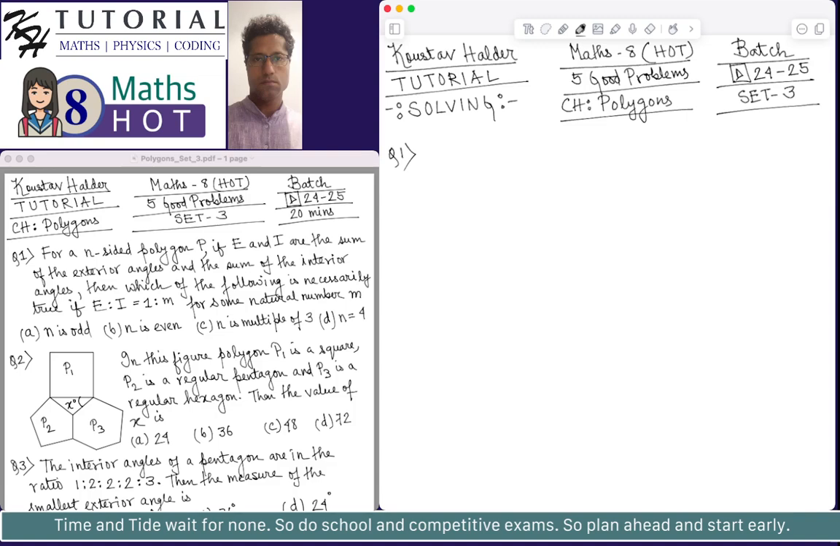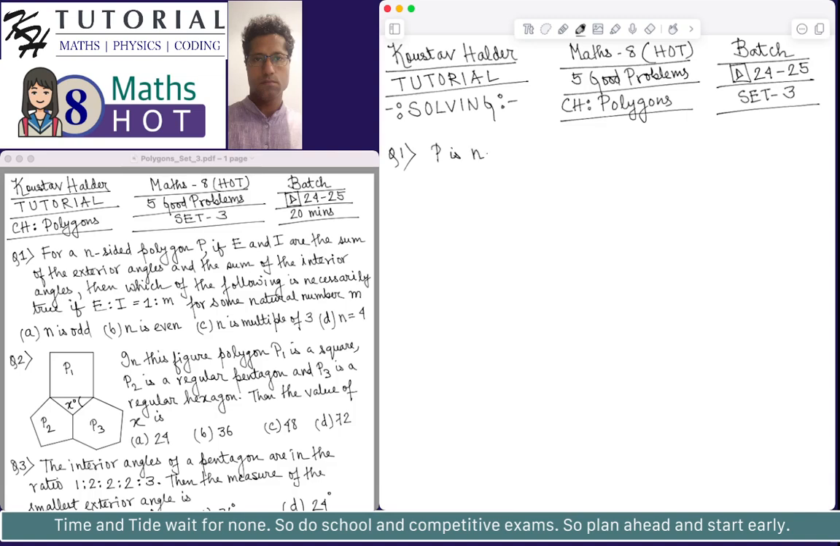Question number 1 says, for an n-sided polygon P, if E and I are the sum of the exterior angles and the sum of the interior angles, then which of the following is necessarily true if E is to I, that is the ratio of E and I, is 1 is to m for some natural number m. Okay, so what is E? P is an n-sided polygon. So let's write down all the given information.